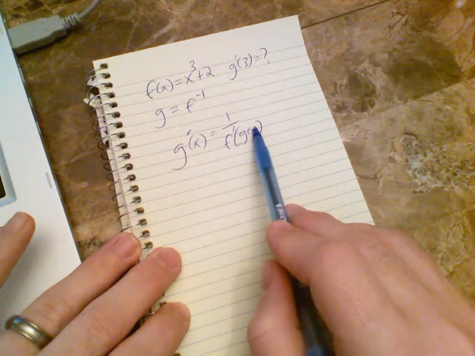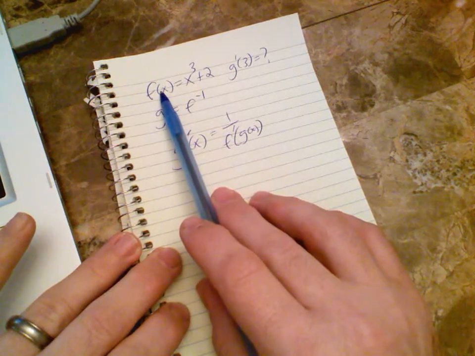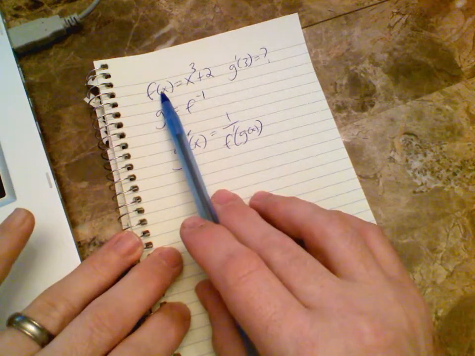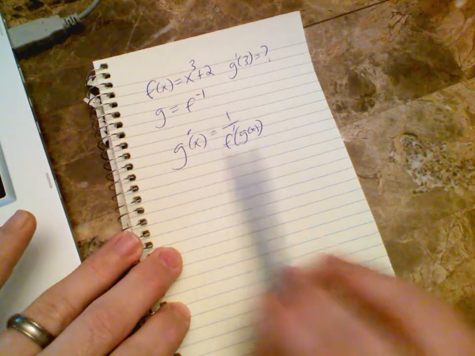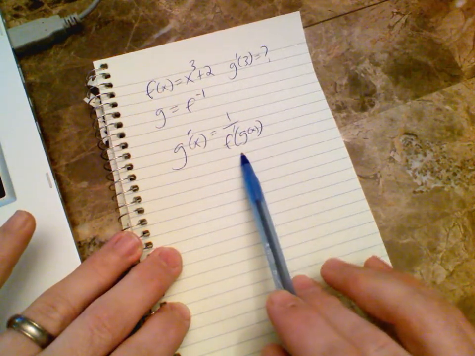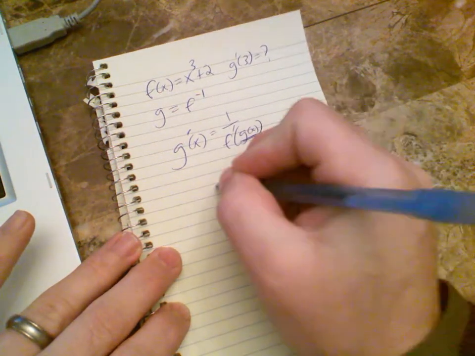What I think some people were trying to do is actually find the inverse of this function, which kind of defeats the purpose. That was just to sort of prove why it works. But in the end, all you really need is this. And nowhere in here do you actually need the inverse function itself. So my first step is going to be to find g of 3.